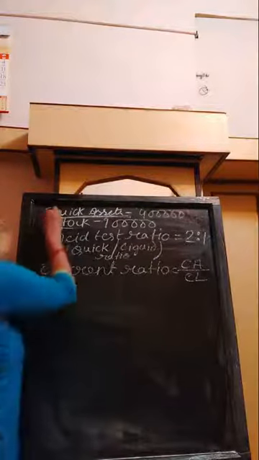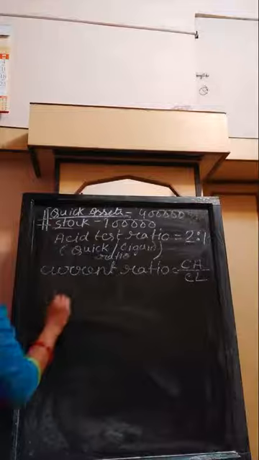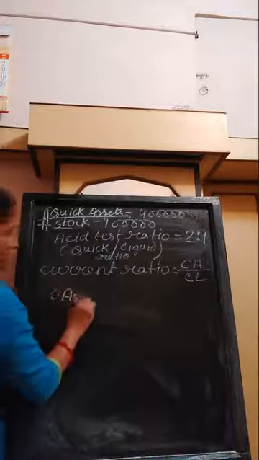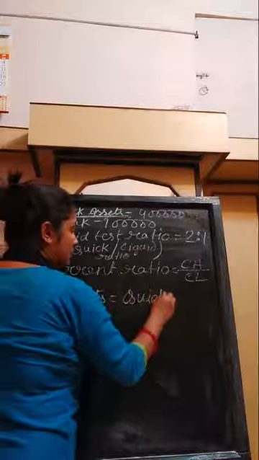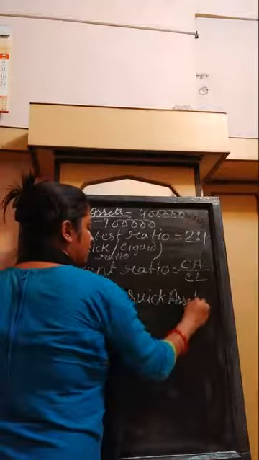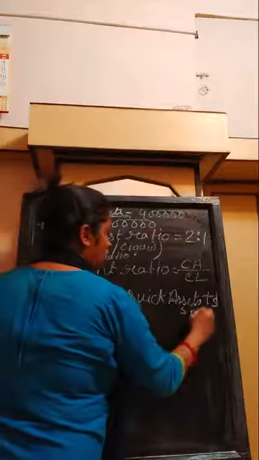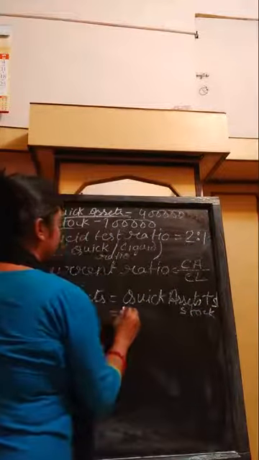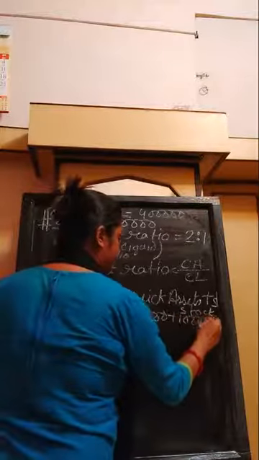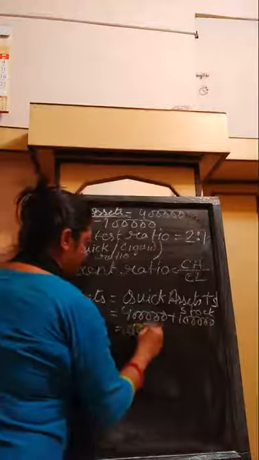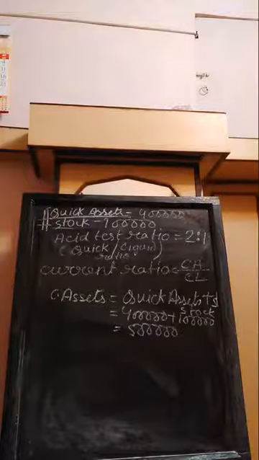Current asset is nothing but the addition of these 2 items. These 2 items, current assets is equal to quick assets or liquid assets plus stock, which means 4 lakh plus 1 lakh is equal to 5 lakh. This is given to you.